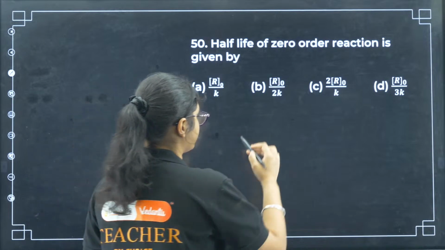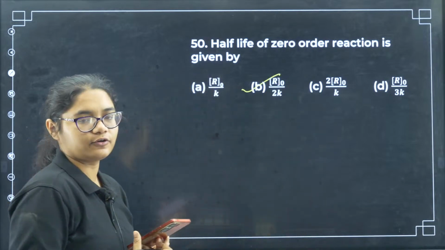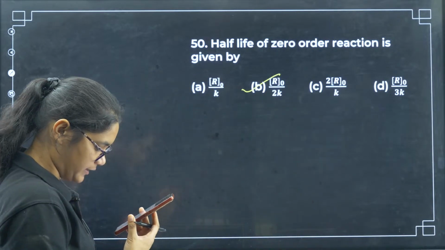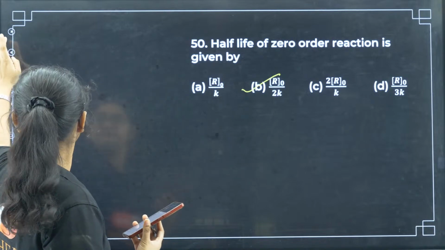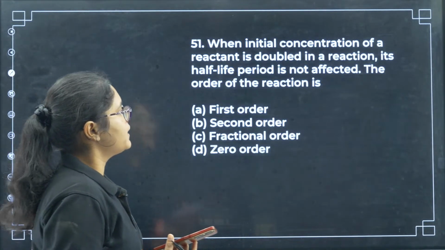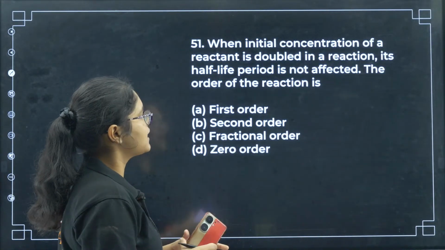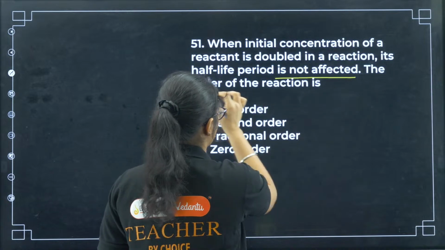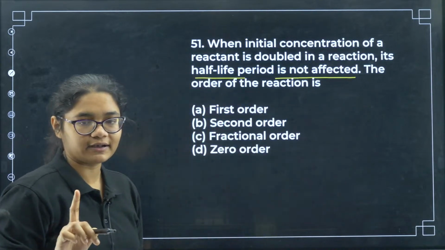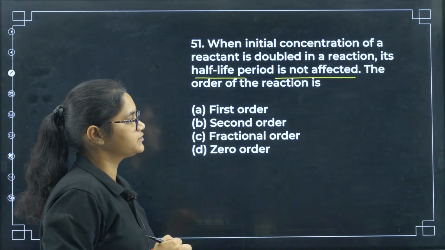Yes, A naught by 2K, that is the correct answer for the zeroth order. All of you have given the correct answer here. Next, when the initial concentration of a reactant is doubled, its half-life period is not affected. Half-life is not affected even after changing the concentration of the reactant.